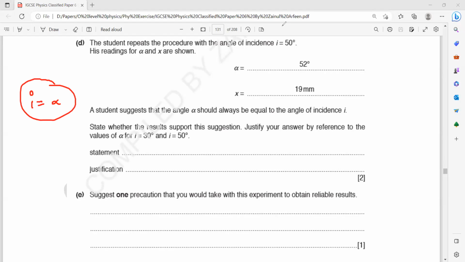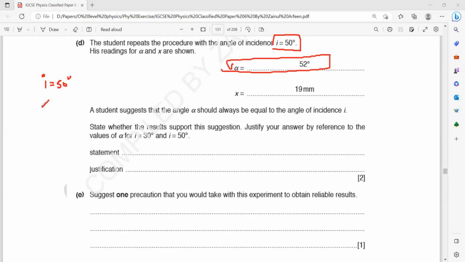So how can we justify our answer with reference to whether alpha and angle of incidence are equal? What was the angle of incidence? The angle of incidence was 50. And what is the value of alpha? The value of alpha is 52. Are the two values equal? Can I say that the angle of incidence and alpha are equal? So how can we identify?